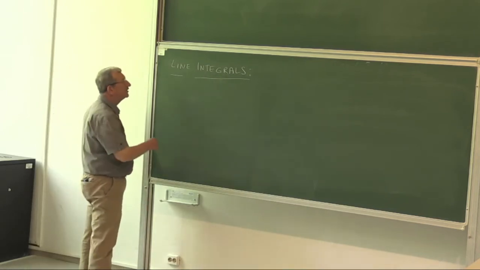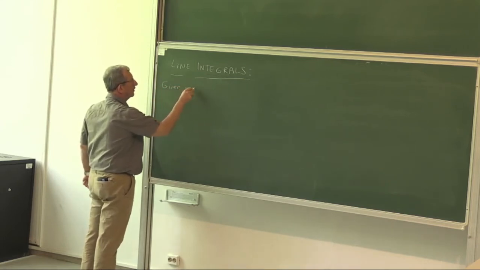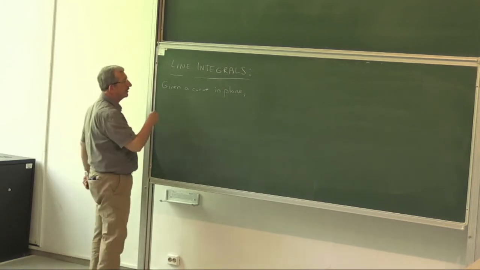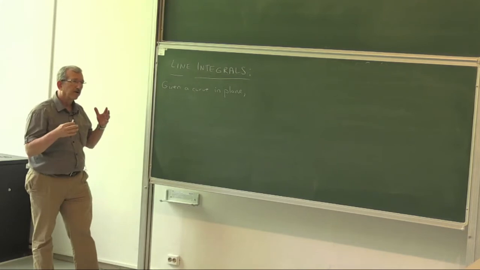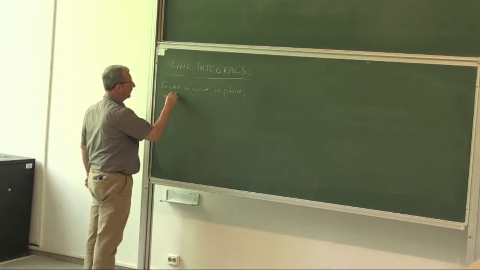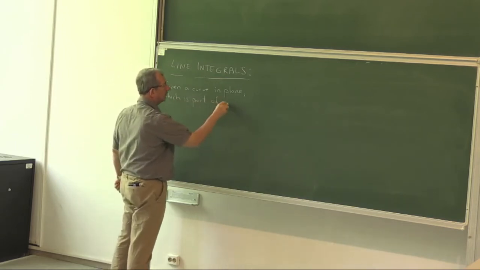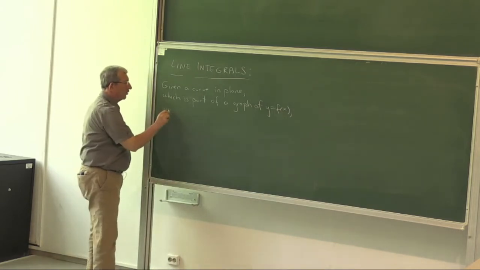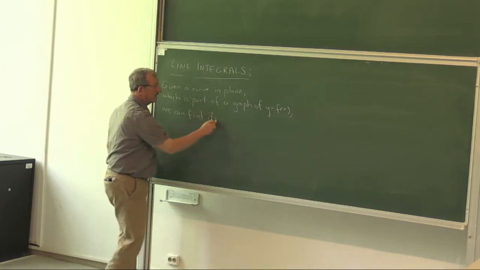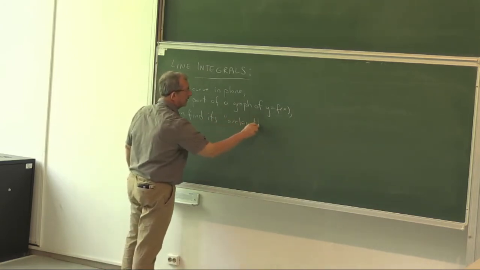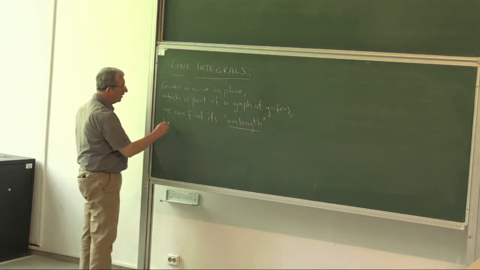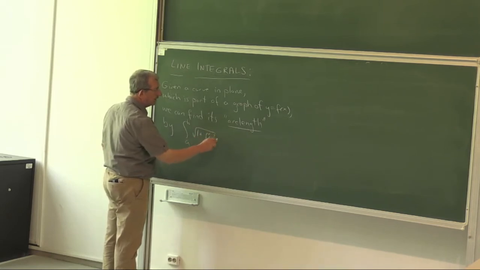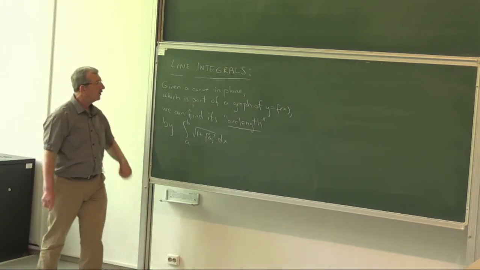Okay, so the setup is the following. Given a curve, say in the plane, which can be characterized as a graph of a function, we can find its arc length, which we defined as the integral from a to b of the square root of 1 plus f prime of x squared dx. This was a formula we already knew.